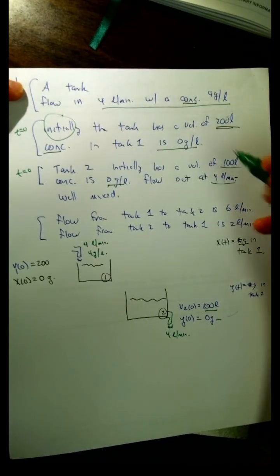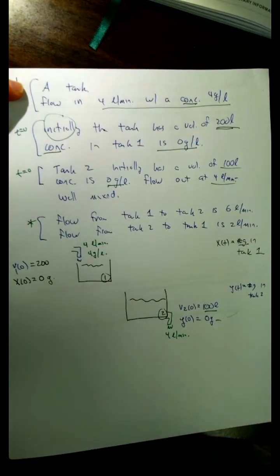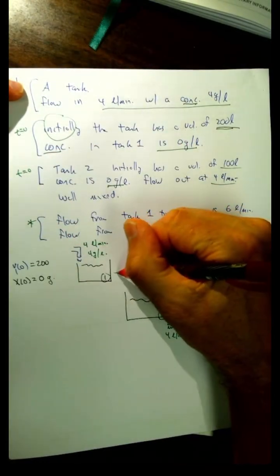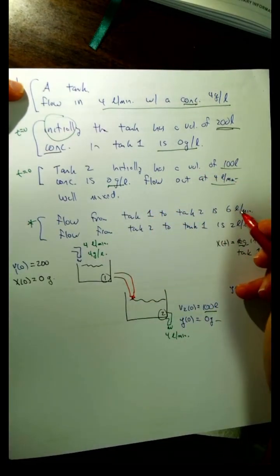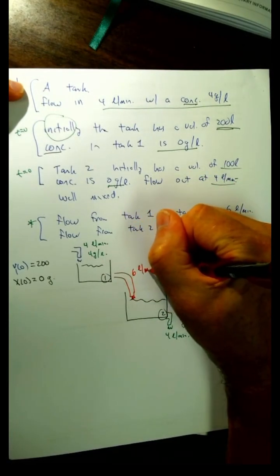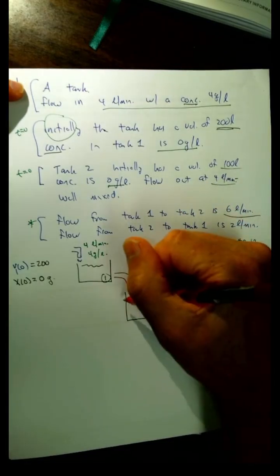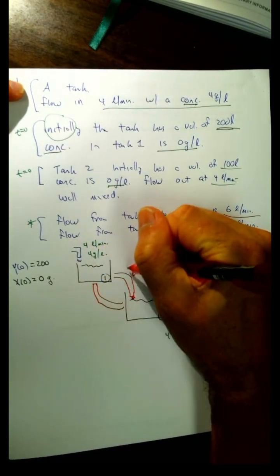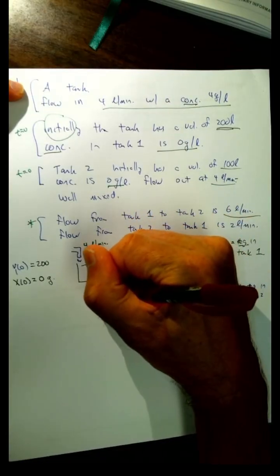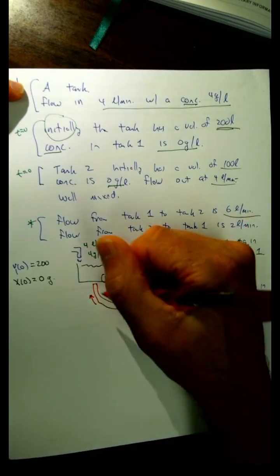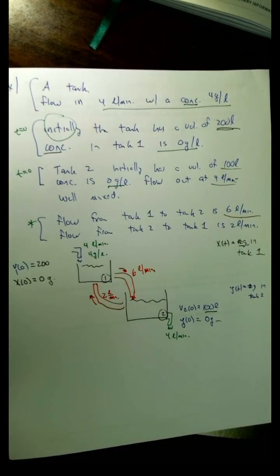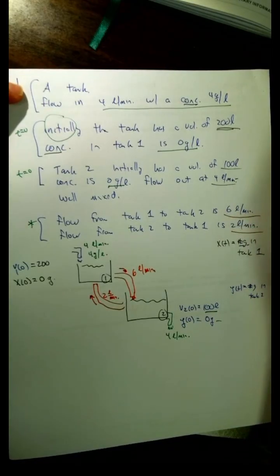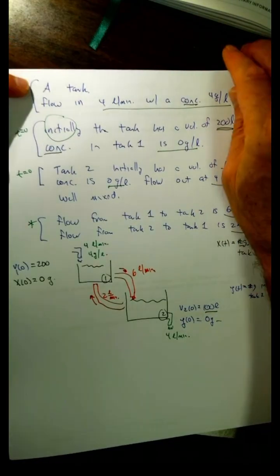So the only information I have not used is this. And what the heck is going on here? I've got flow from tank 1 to tank 2 coming in at 6 liters per minute. So I've used this. And then it's going back. Let me be careful, the direction matters. And this is going at 2 liters per minute. Okay, and so now this is my setup.